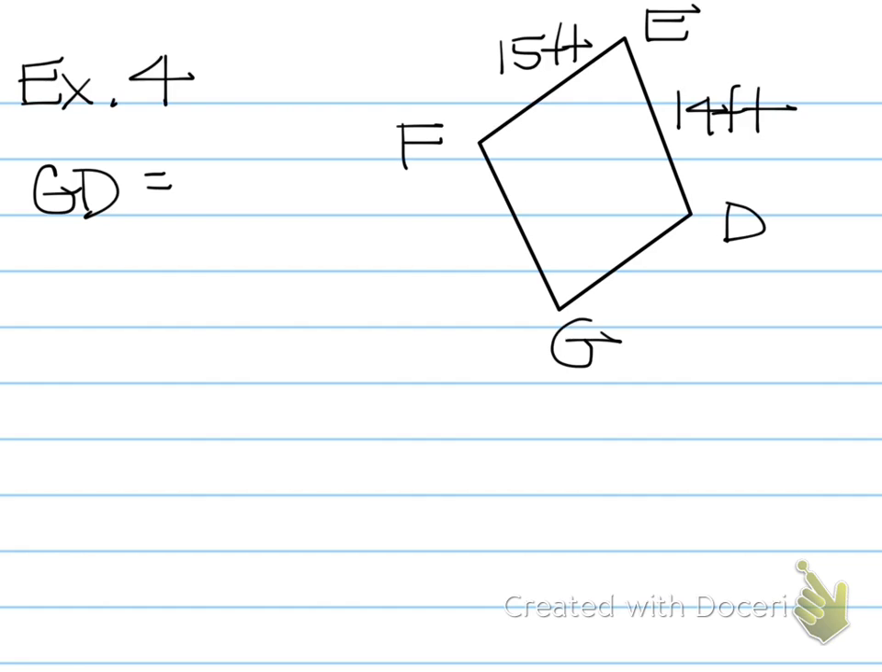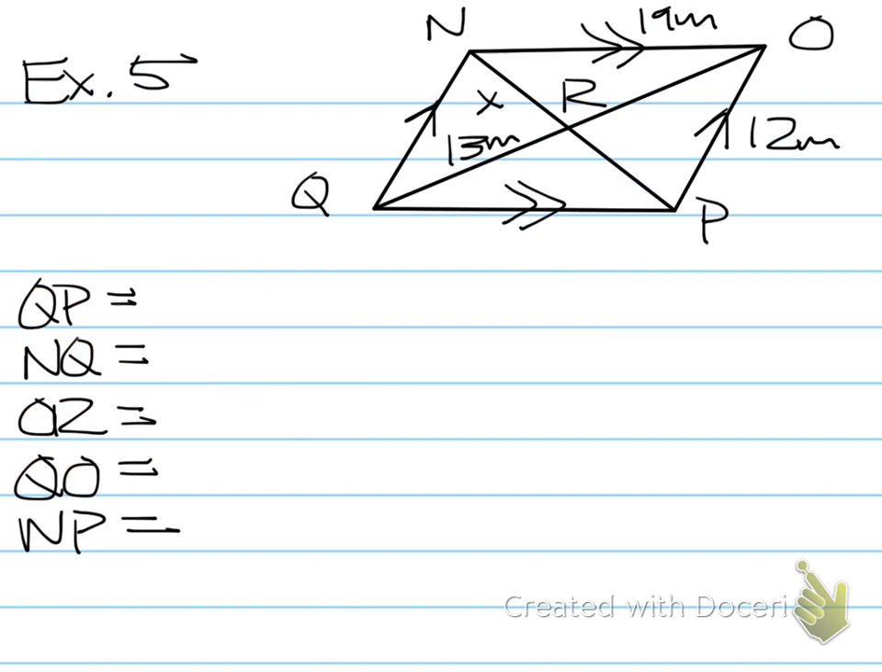GD is opposite FE, so they are congruent. 15 is the measure of FE, so GD is also 15. And then QP is opposite NL, so QP is 19. NQ is opposite OP, so it's 12 also.